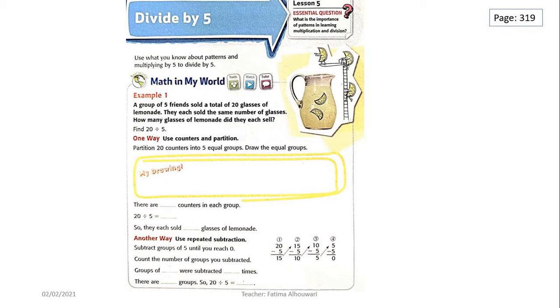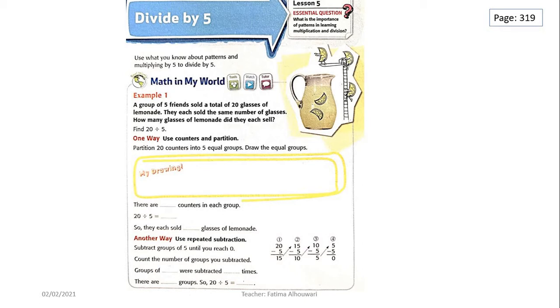Since we know the total number of glasses and we were asked to find how many glasses of lemonade did they each sell, we have to use division, not multiplication. So we have to find 20 divided by 5. We can use different strategies to divide by 5. One way is to partition counters into equal groups.